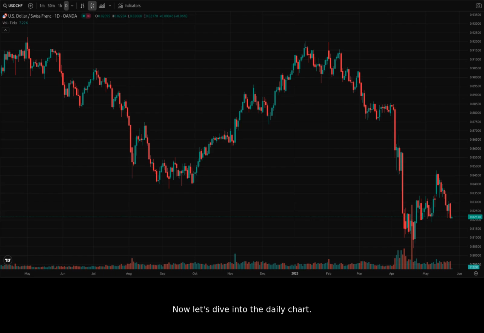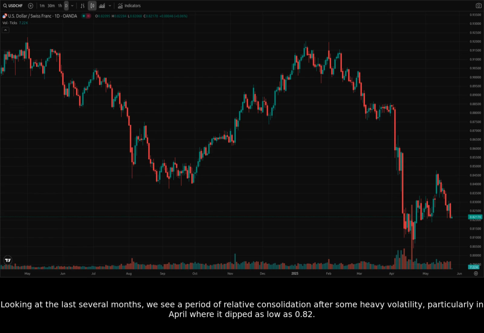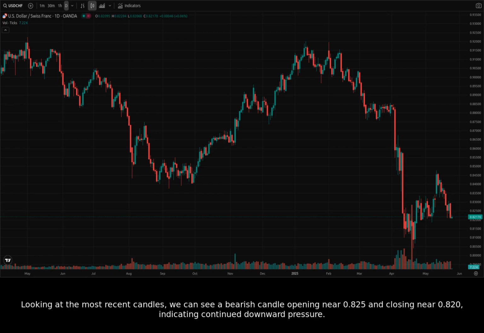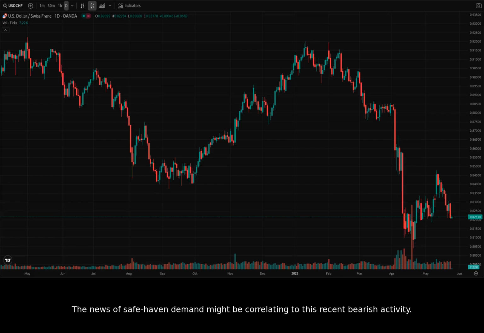Now, let's dive into the daily chart. Looking at the last several months, we see a period of relative consolidation after some heavy volatility, particularly in April, where it dipped as low as 0.82. The price has bounced between 0.82 and 0.84, unable to hold higher levels to retest previous resistance levels. Looking at the most recent candles, we can see a bearish candle opening near 0.825 and closing near 0.820, indicating continued downward pressure. The news of safe haven demand might be correlating to this recent bearish activity.